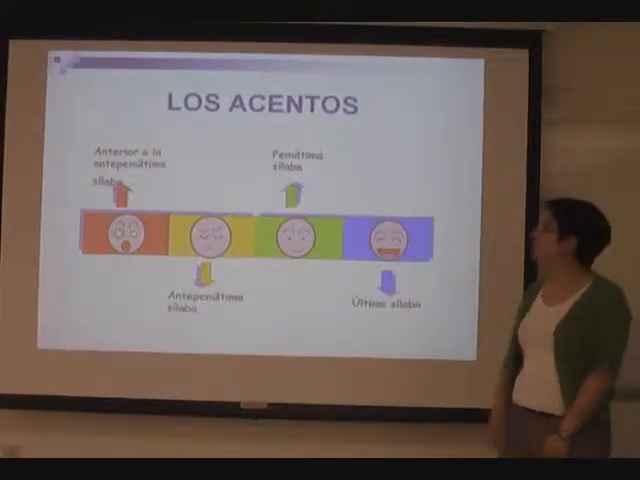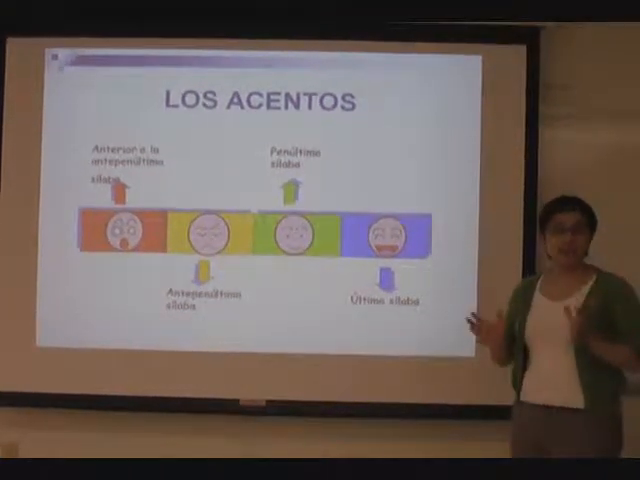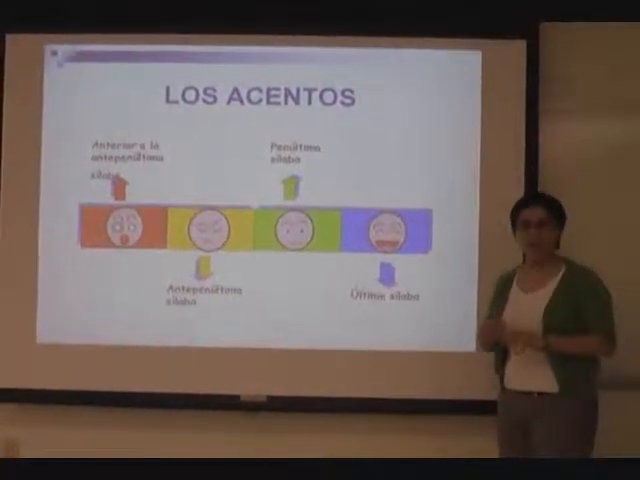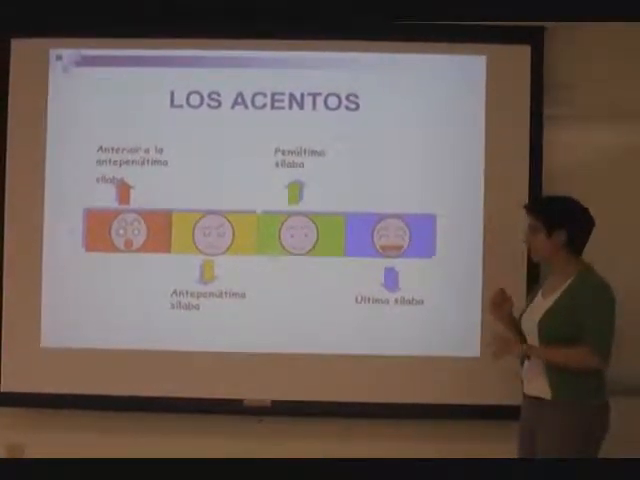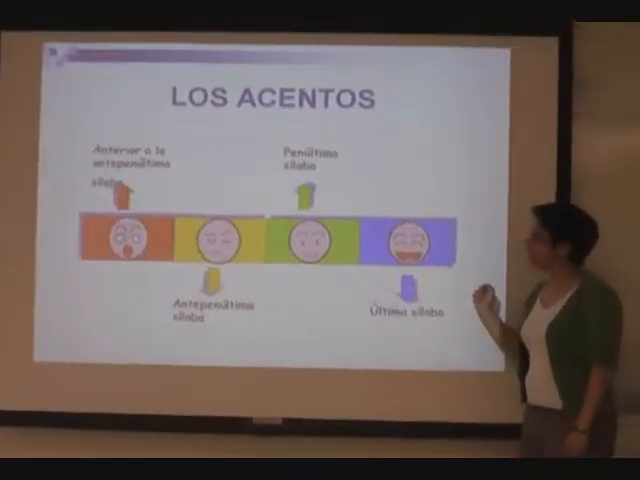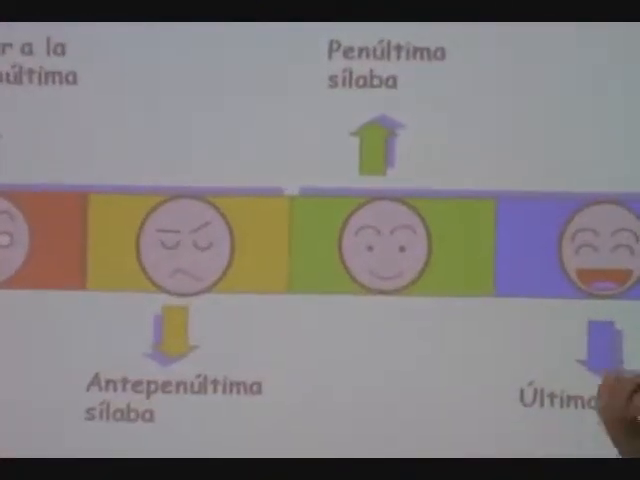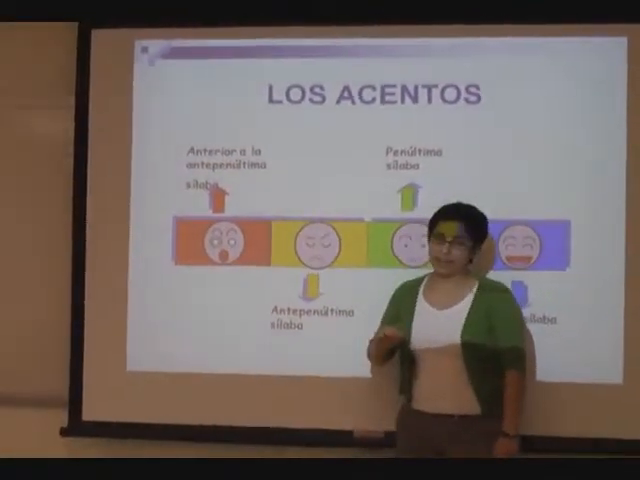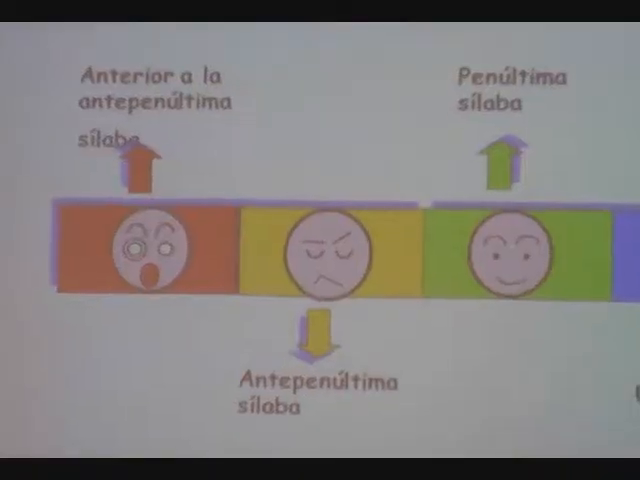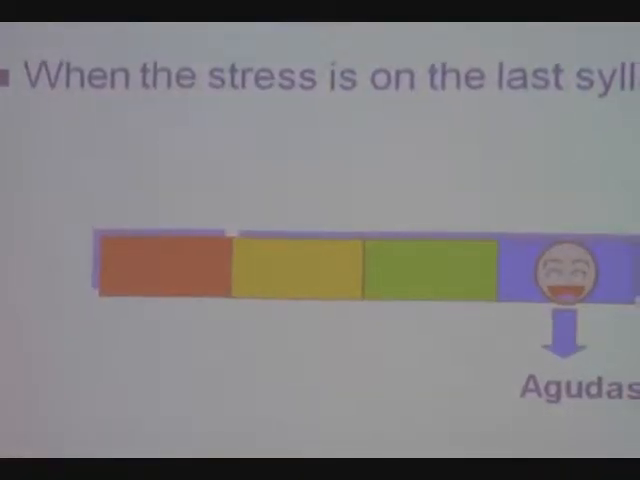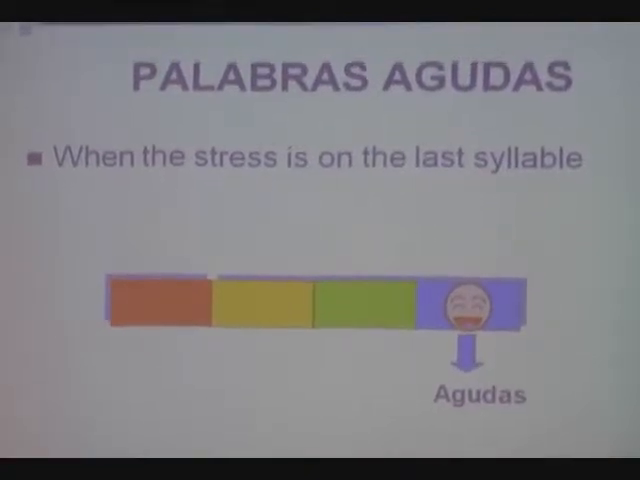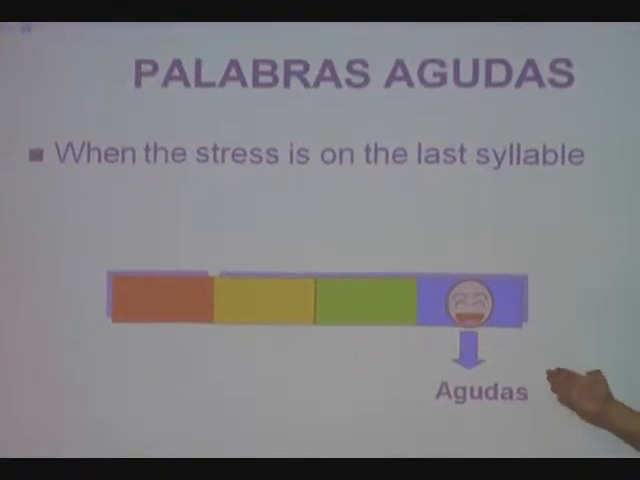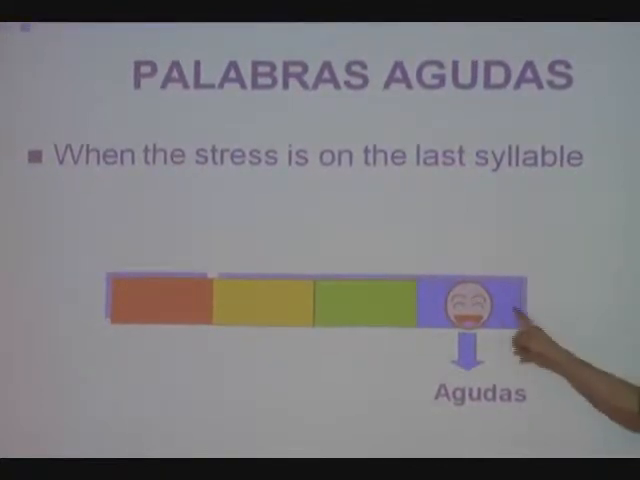¿Qué son los acentos? ¿Y dónde están posicionados? Veamos. Cuando el estrés en una palabra, el sonido más fuerte, está en la última sílaba, en la penúltima sílaba, en la antepenúltima sílaba y en la anterior a la antepenúltima sílaba, tienen diferentes nombres. Las palabras agudas tienen el estrés en la última sílaba.